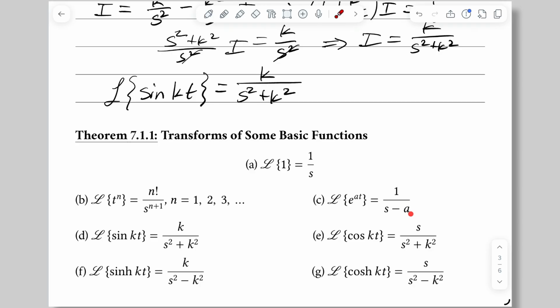There's a sign change. And then if the denominator looks like the result of a transform of a sine or a cosine, but it has a minus, then we can connect that to the hyperbolic sine of kt or the hyperbolic cosine of kt with, again, k in the numerator for the hyperbolic sine and s in the numerator for the hyperbolic cosine. You're going to get to know these whether you really work on memorizing them or not, but I'd say work on memorizing them.